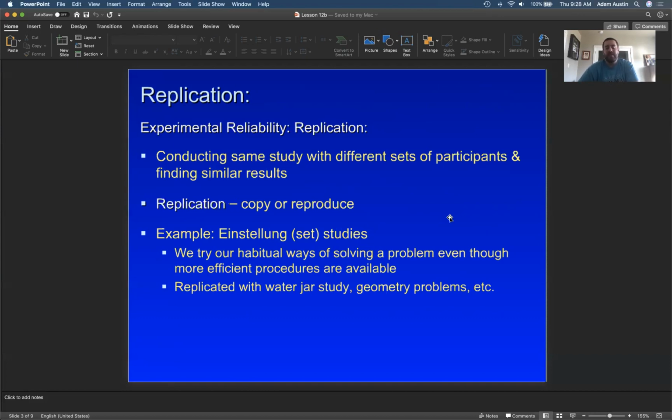What he found is that it doesn't really matter what's available to the participant. They're always going to go with their initial gut instinct to try to solve a problem. And he found that with multiple problems.